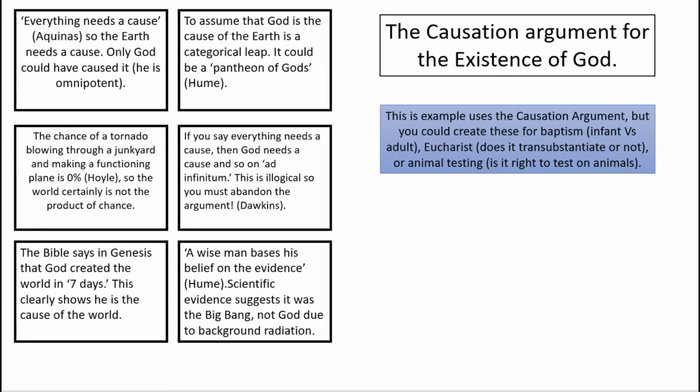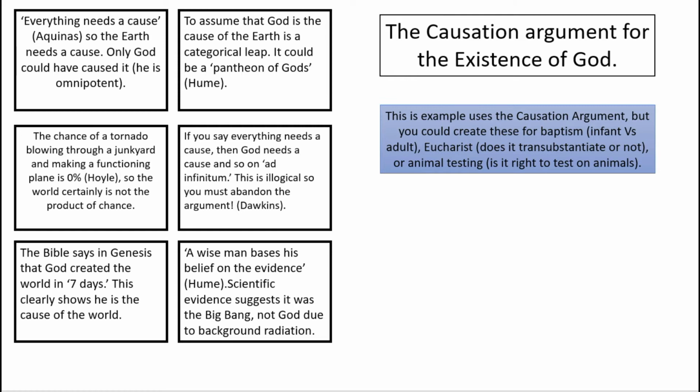So I'm going to walk you through visually step by step. The first thing that you're going to do is you're going to get your card or your paper and you're going to create 6 separate cards. Next, you will choose your topic. For this example, I've chosen the causation argument for the existence of God. And again, remember, you could use arguments for infant versus adult baptism, arguments for and against the Eucharist transubstantiating, or arguments for and against animal testing. It doesn't matter.